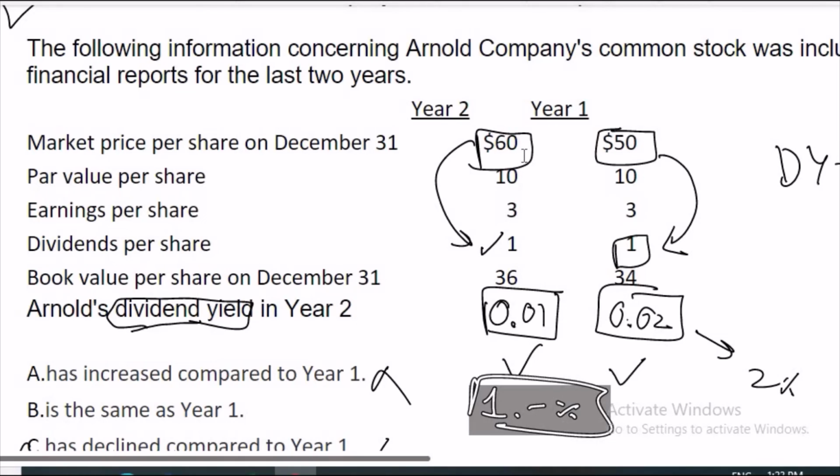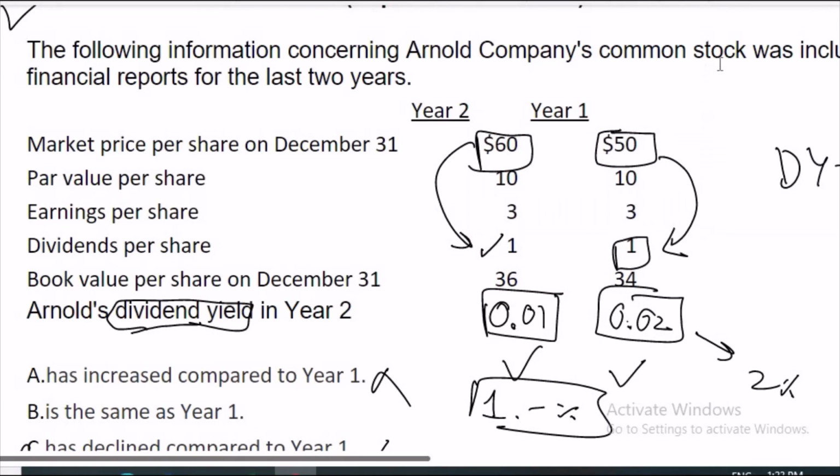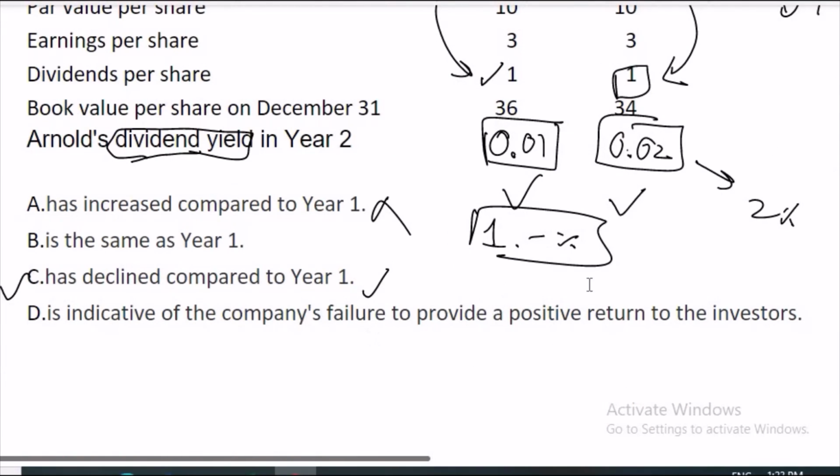60 was the market price at year 1. Book value has declined compared to year 1.